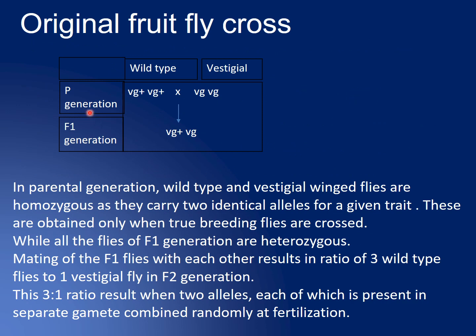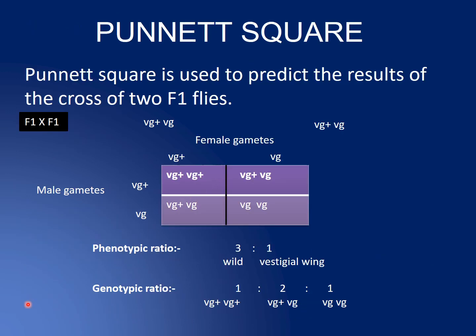In the original fruit fly cross, in the parental generation, wild type and vestigial wing flies are homozygous as they carry 2 identical alleles for a given trait. These are obtained only when true breeding flies are crossed. All the flies of the F1 generation are heterozygous, and mating of the F1 flies with each other results in the ratio of 3 wild type flies to 1 vestigial fly in the F2 generation. So this 3:1 ratio results when 2 alleles, each present in a separate gamete, combine randomly at fertilization.